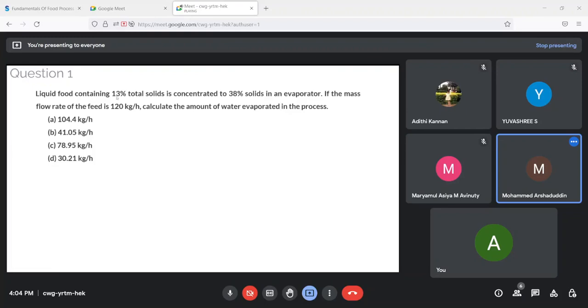So question 1. The liquid food containing 13% total solids is concentrated to 38% solids in an evaporator. If the mass flow rate of the feed is 120 kg per hour, calculate the total amount of water evaporated in the process. So any clue how to solve this question? What are all the streams that are present in an evaporator? So what goes in, what comes out?